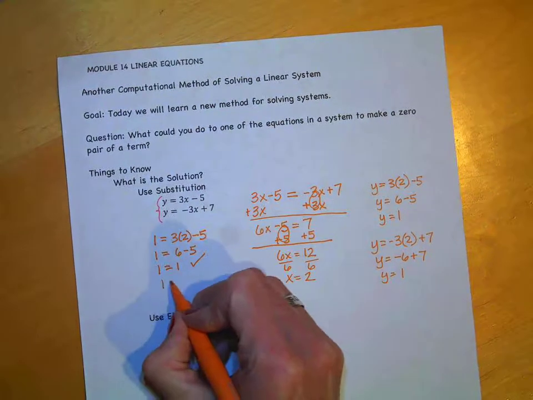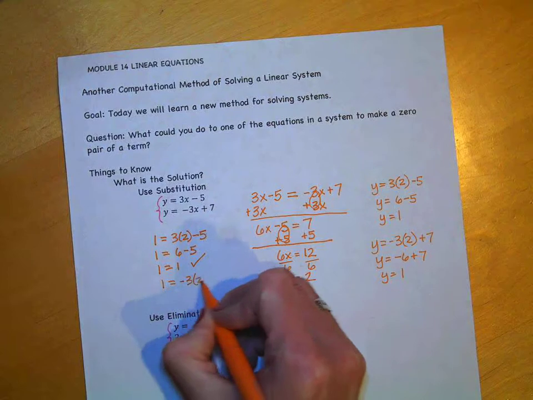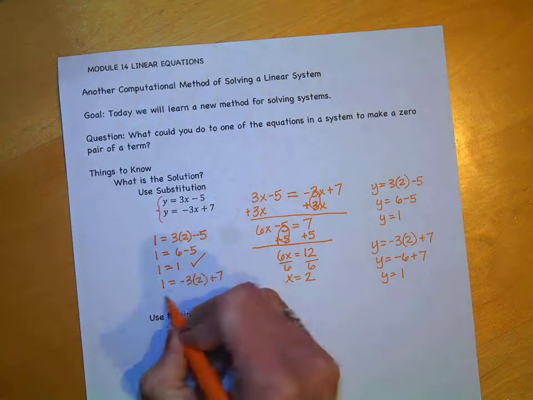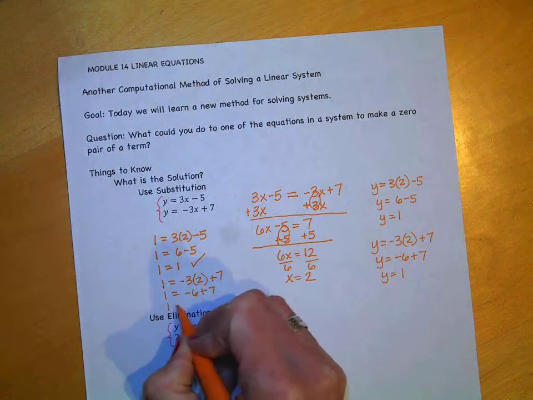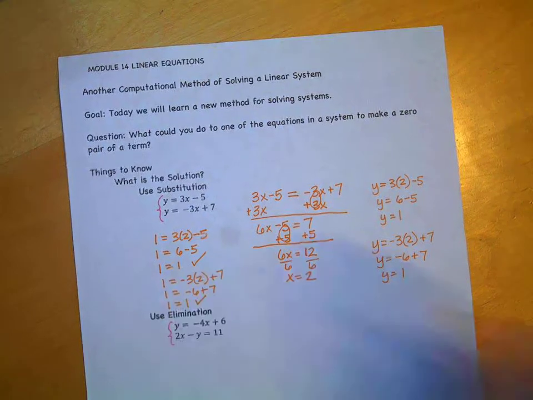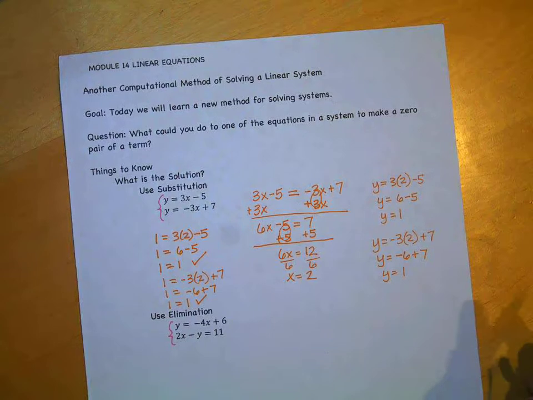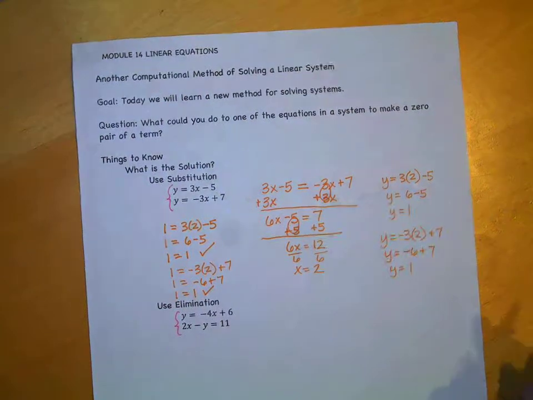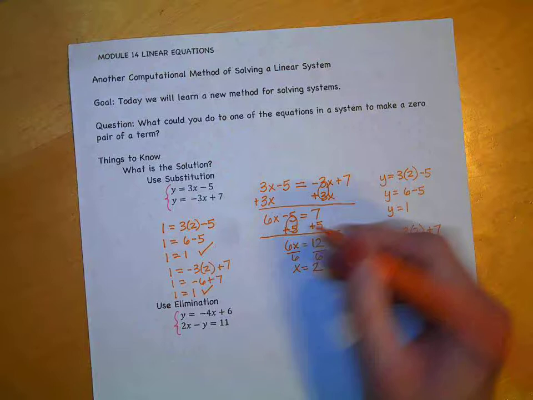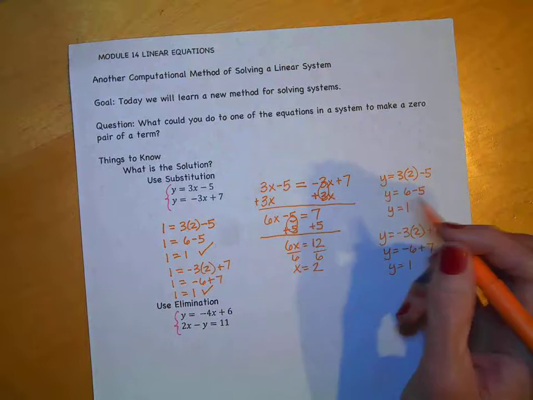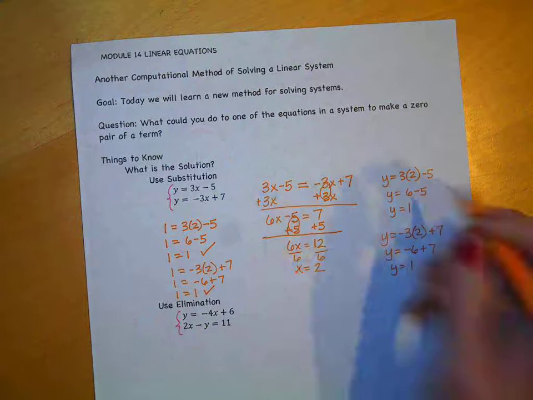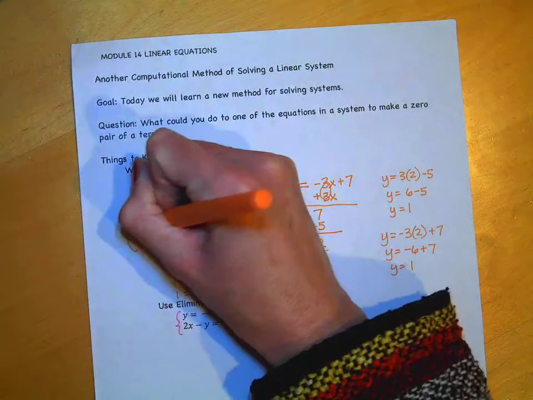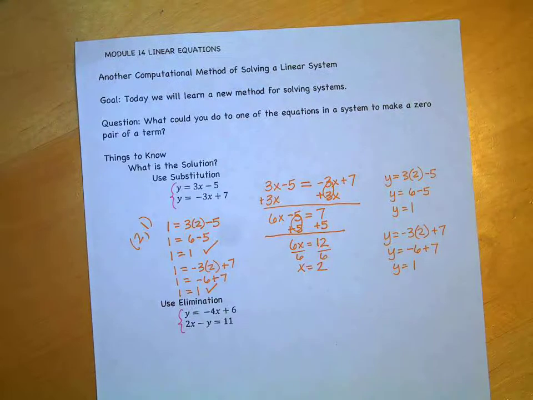So now let's try the second one. 1 equals negative 3 times 2 plus 7. 1 equals negative 6 plus 7. 1 equals 1. So it checked out both times, or both occasions. And so now we know the point of intersection where they actually will collide, because remember, if they equal a specific point, then we know the answer to this one is (2, 1).